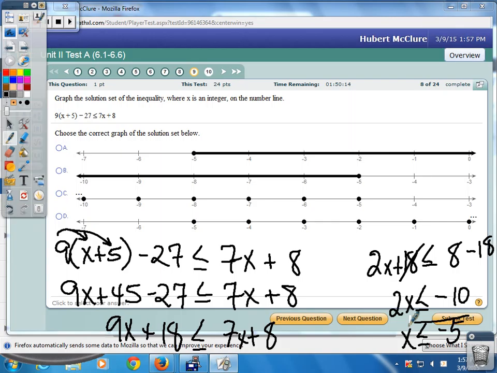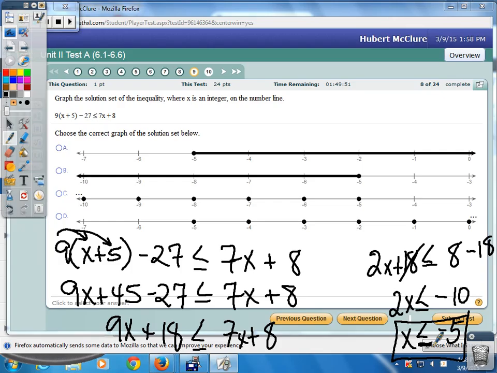Now I have a question. What kind of dot are you going to put on the number line? Closed. Why? Because of this guy right here. So closed on negative 5. Negative 5, that's good. That one's good. Okay, so all of them got a closed dot on negative 5.